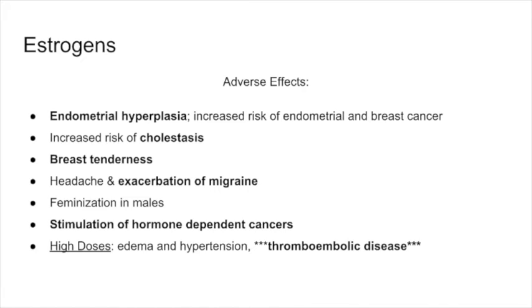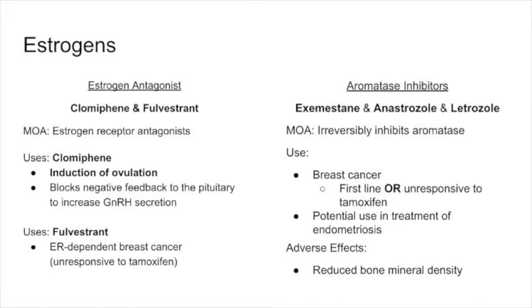And finally, estrogen carries the risk of thromboembolic disease, VTE and PE. So very, very important before you start a woman on oral contraceptives, you always have to ask, do they have a history of DVT, blood clots? Because if they do, that's a contraindication for starting birth control.